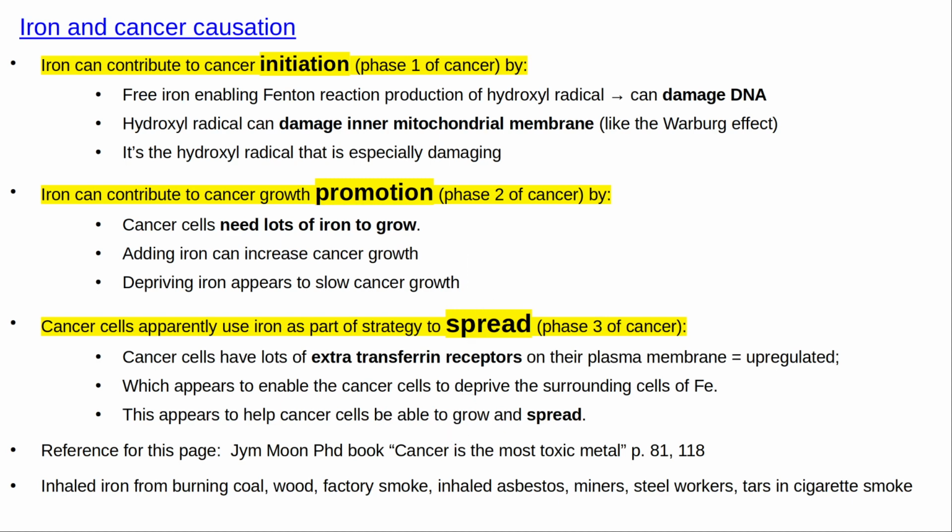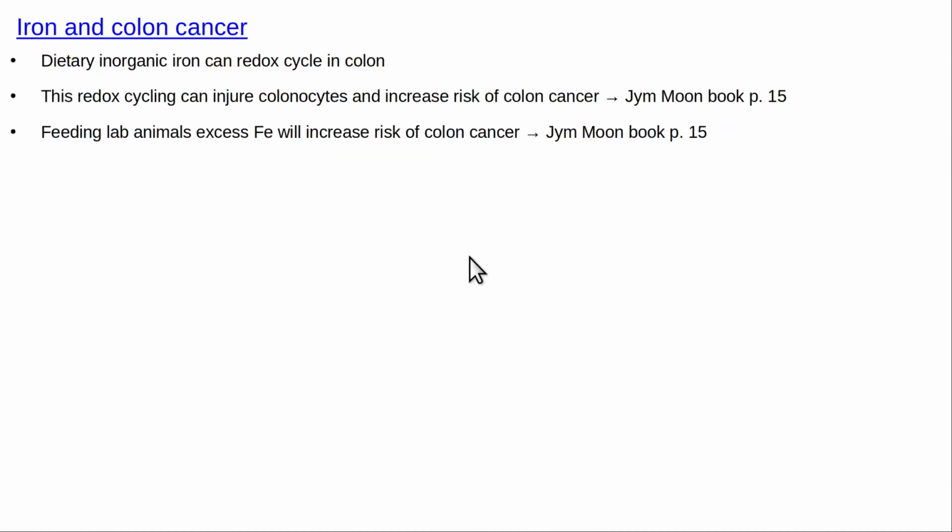So anyways, iron is pretty important for cancer growth. And even when it's not inside our body, when it's just in our colon, it'll cause redox cycling that'll increase the risk of injury to the colon lining cells, increase the risk of cancer.